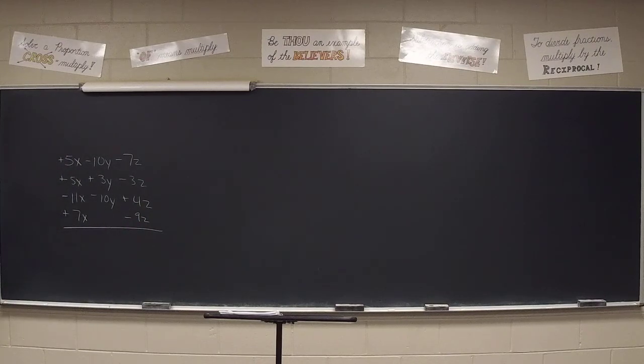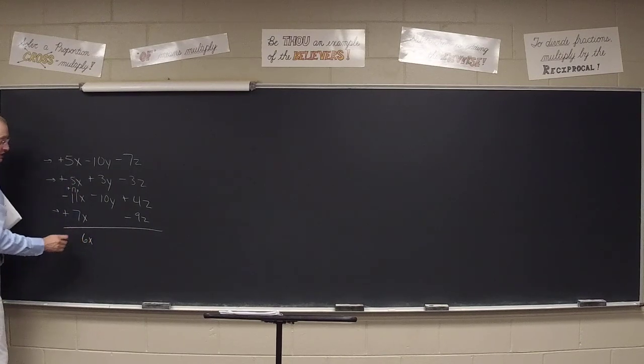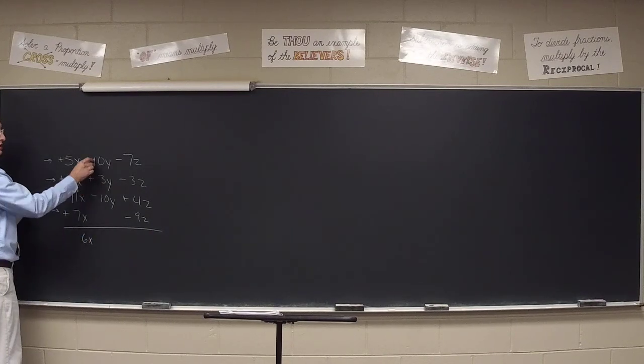Okay? If I'm going to write them down, I might as well put them in columns, right? And remember, within each column, get your like signs together first. So I group all the positives, 5, 5, and 7, class. That's a positive 17x. Put that with the negative 11x. There's the 6x. Here, I'm going to put the two negatives together first.